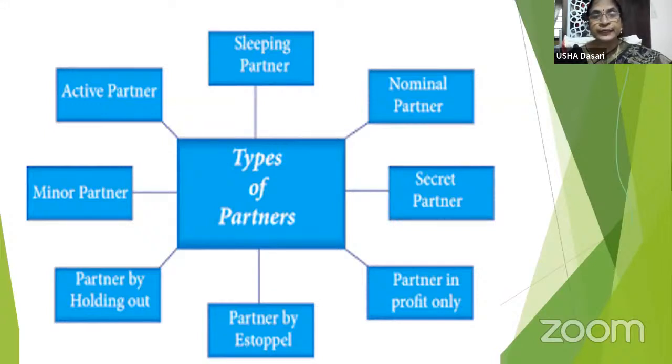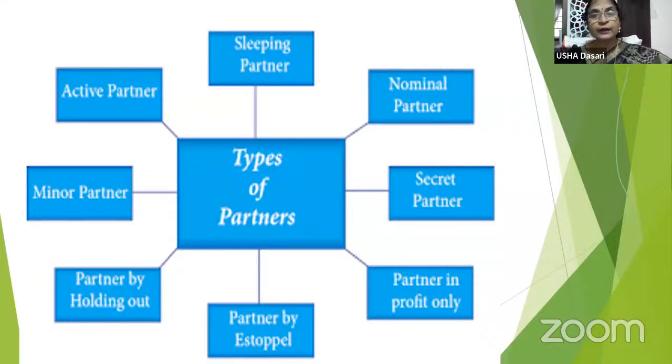So the next one is called a secret partner. Who is he? The position of the secret partner lies between the active and the sleeping partner. So in between the first and two, you could find the secret partner. That means his membership of the firm is kept a secret from outsiders, where his liability is unlimited and he is liable for the losses of the business.